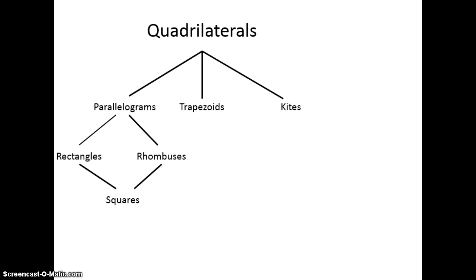And so we have this big picture of quadrilaterals where all of these are four-sided figures, and then we have kites and trapezoids, which are not parallelograms, and then we have all our parallelograms, which includes rectangles, rhombuses, and squares.